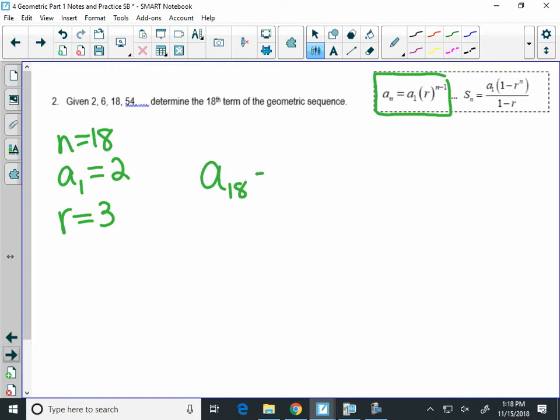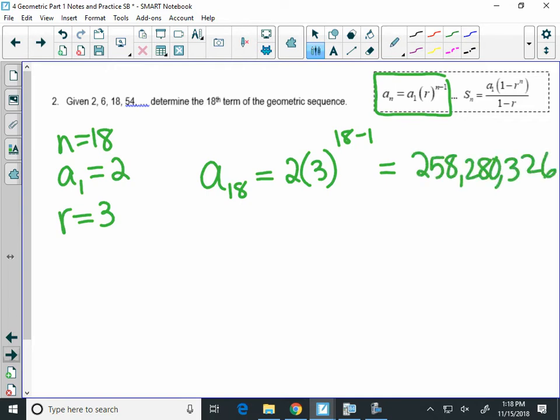A sub 18 equals 2 times 3 to the 17th power, 18 minus 1. That's as easy as this gets. It's not too hard. Let's see. Is it a long number? Yeah. All right. 258, 280, 326. Did you guys all get that?